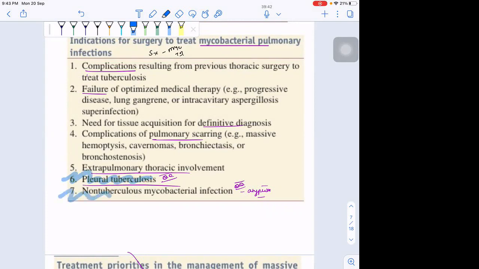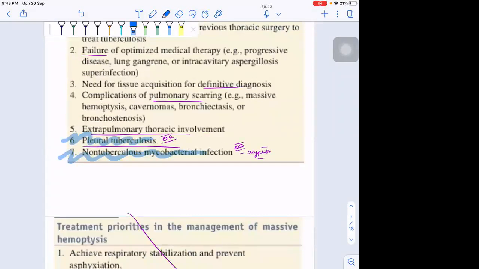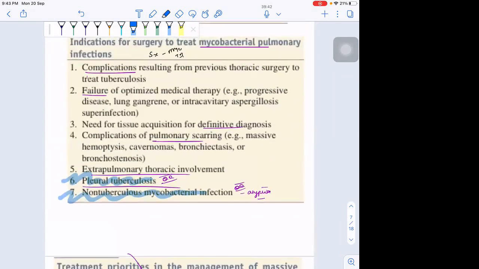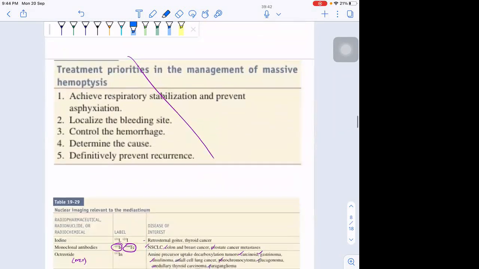And a non-tuberculous mycobacterial infection, especially atypical mycobacterial infection, you go for surgery. So simply remember these very important things. Whenever there are lung complications of tuberculosis, you go for surgery; extrapulmonary thoracic involvement, surgery; pleural tuberculosis, surgery; and non-tuberculous mycobacterial infection, especially atypical, surgery.